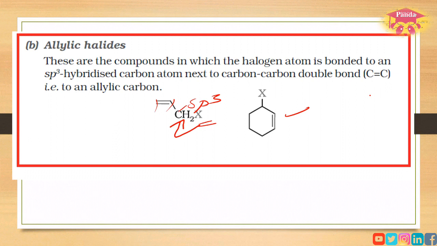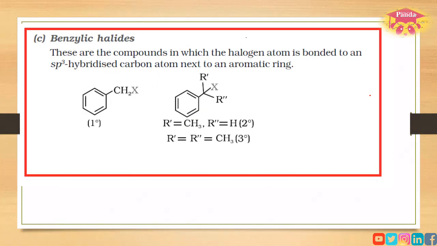Now third is benzylic halide. Same as in this compound, the halogen atom is bonded to a carbon atom that is sp3 hybridized and next to an aromatic ring. So this is known as benzylic halide.